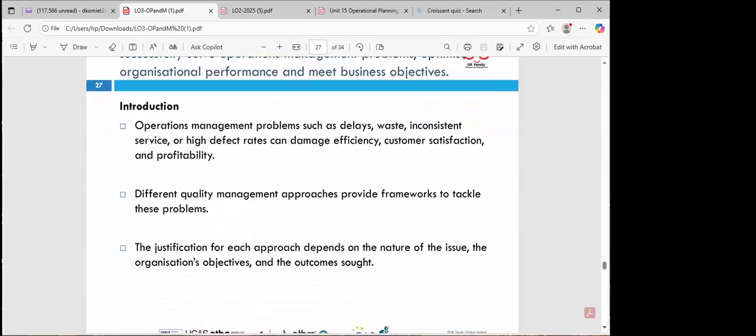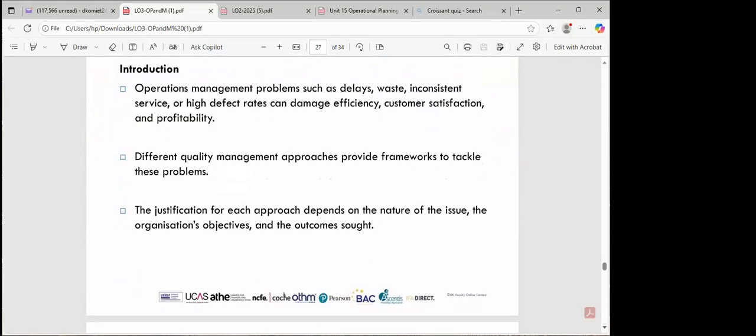Introduction. Operational management problems such as delays, waste, inconsistent service, or high defect rates can damage efficiency, customer satisfaction, and profitability. Different quality management approaches provide frameworks to tackle these problems. Of course, every problem will have its own solution to tackle it, okay? The justification for each approach depends on the nature of the issue, the organization's objective, and the outcome sought, okay?